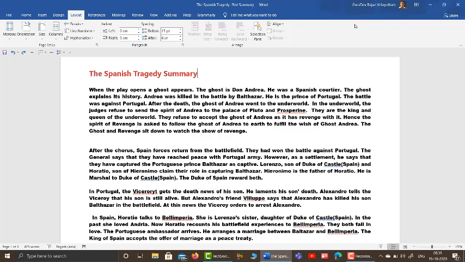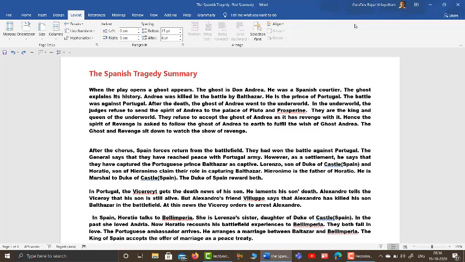So after the death of Don Andrea in the battlefield, the ghost or the spirit of Andrea went to the underworld. This goes to Greek mythology. Greek mythology says that after death, the spirit of the human body goes to the underworld and it goes to heaven. This is the belief of the Greeks. Similarly, after the death, the ghost of Andrea goes to the underworld, and in the underworld, the judges refuse to accept the spirit of Andrea, and the king and the princess of the underworld are Pluto and Prosperine.